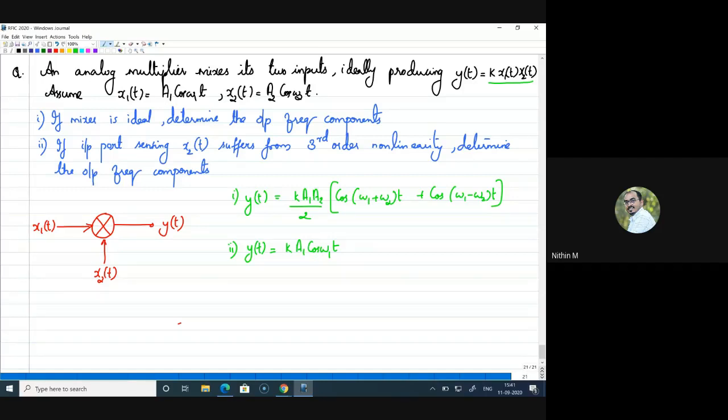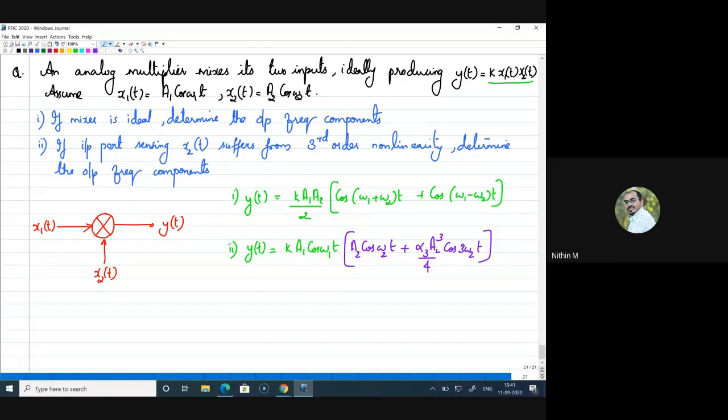Now x2 of t I should write by considering non-linearity. So I will write a2 cos omega 2 t plus the third order nonlinear term, a2 cube cos 3 omega 2 t, over 4. I am omitting the second order term. This is just an example to understand how this results in certain frequency components. I hope you understood this.